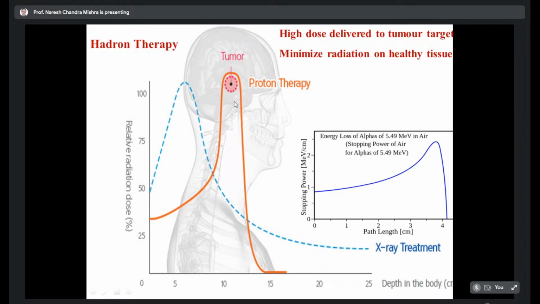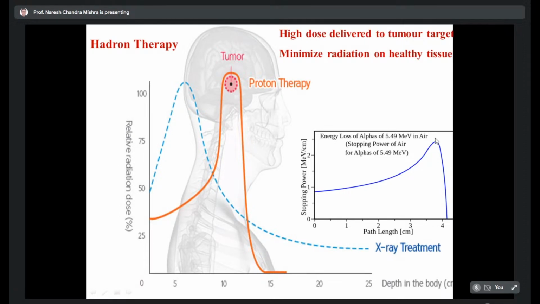But proton therapy, hadron therapy we call it, it's just a beautiful technique. It's a 100% efficient technique to target the tumor. You can choose your ion energy such that, here I have given you a graph, this blue line, its maximum energy deposition is at a particular depth. We call this peak the Bragg peak.